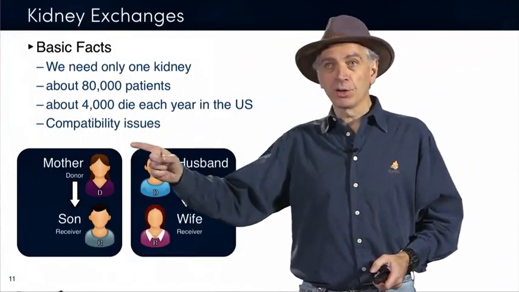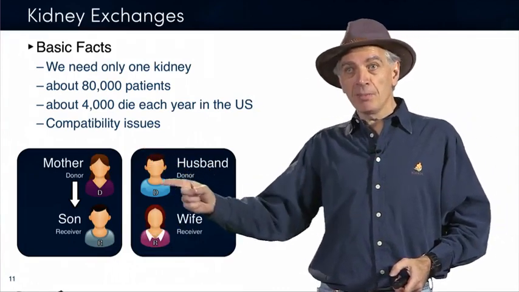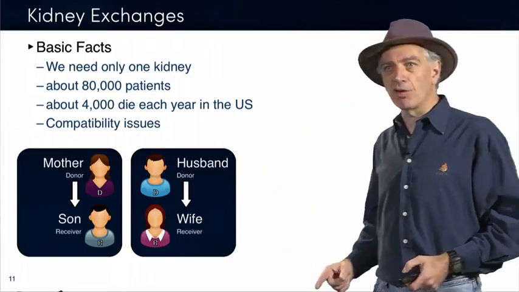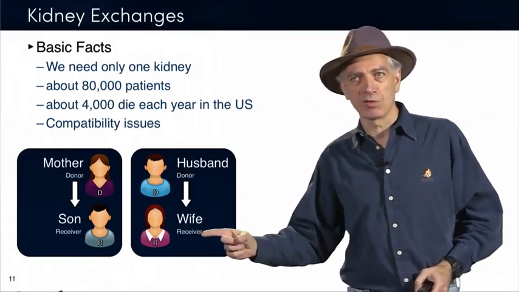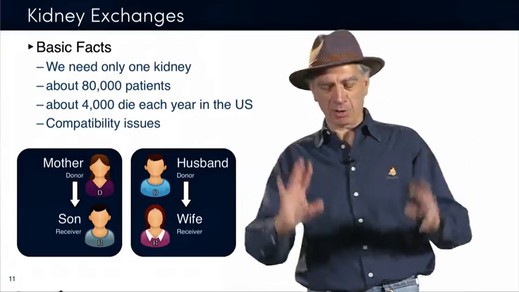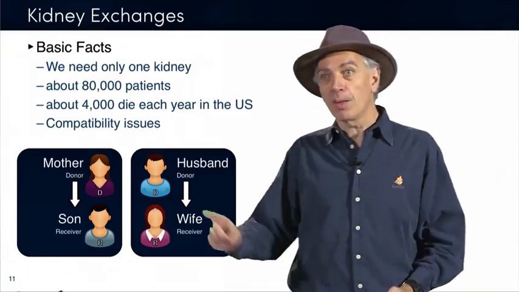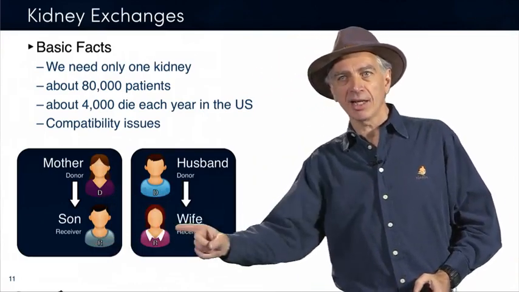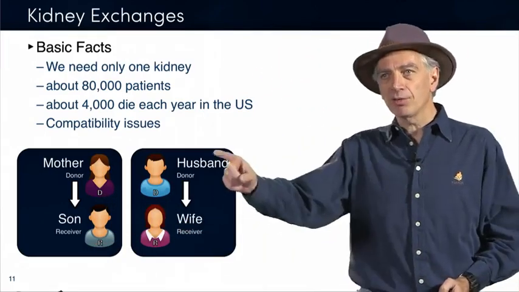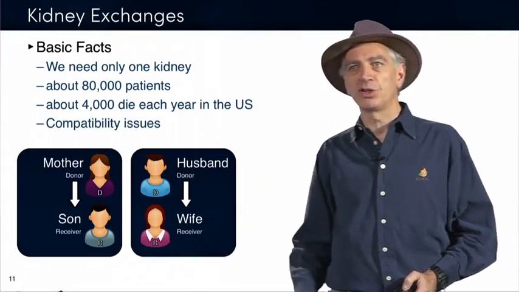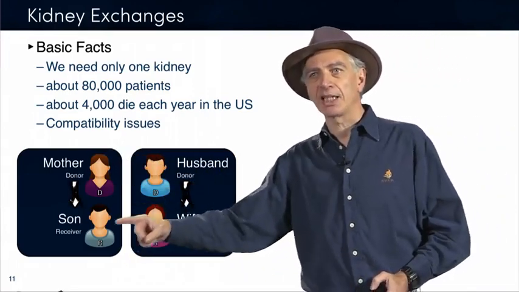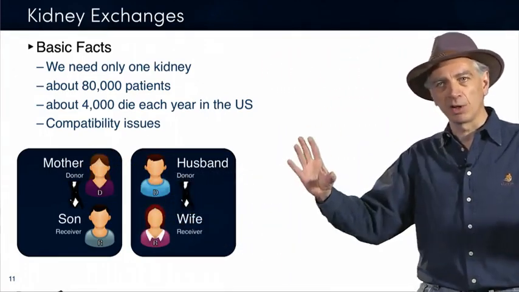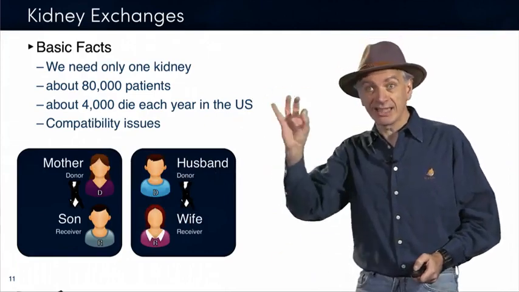On the other hand, my wife may need a kidney, and I may be willing to give one of my kidneys to my wife. But once again, I may not be compatible with my wife, at least from a kidney standpoint. So what can we do? Well, maybe I am compatible with the son of that lady, and that lady is compatible with my wife. So instead of doing this transplant in a vertical fashion, we can just do an exchange. I'm giving my kidney to the son, and this mother gives a kidney to my wife, and everybody is happy. So that's the key idea here.